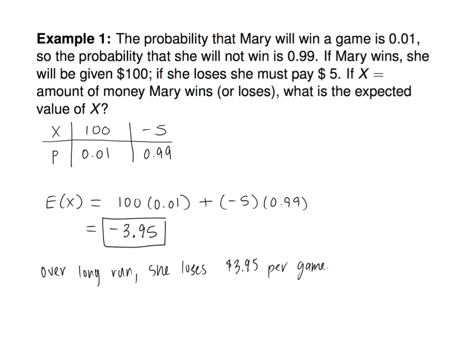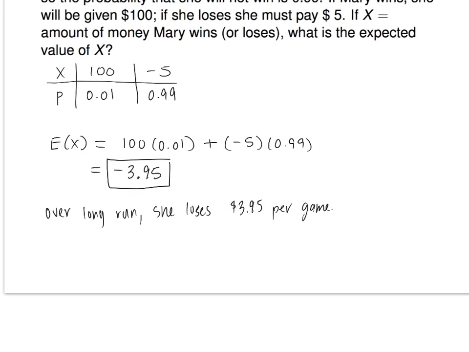That isn't actually possible to lose on one game, right? But it's what would happen if you averaged in her occasional winnings. So is this a game where over the long run, Mary's going to beat the house? No. This is how people have sometimes gamed lottery systems: they find this expected value.